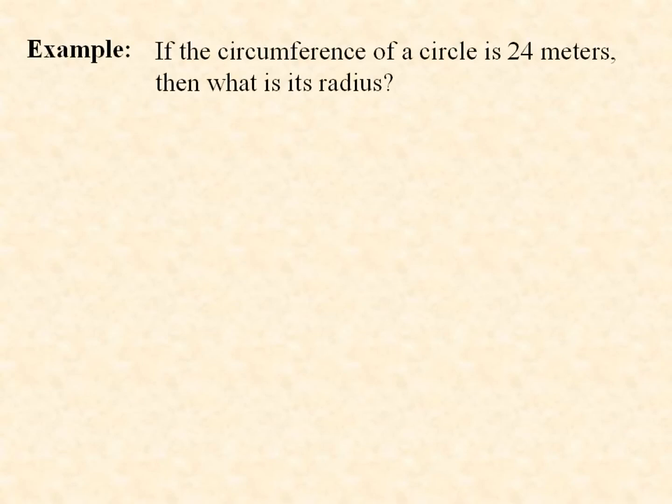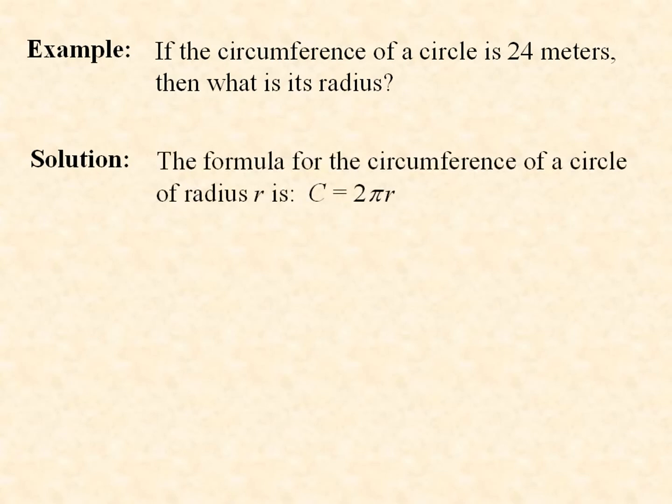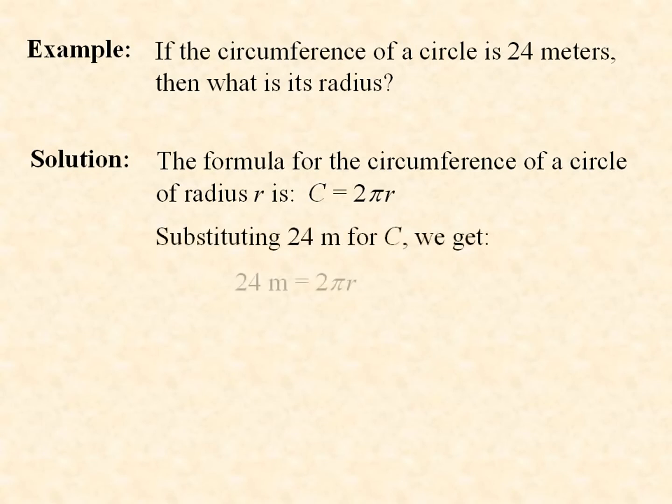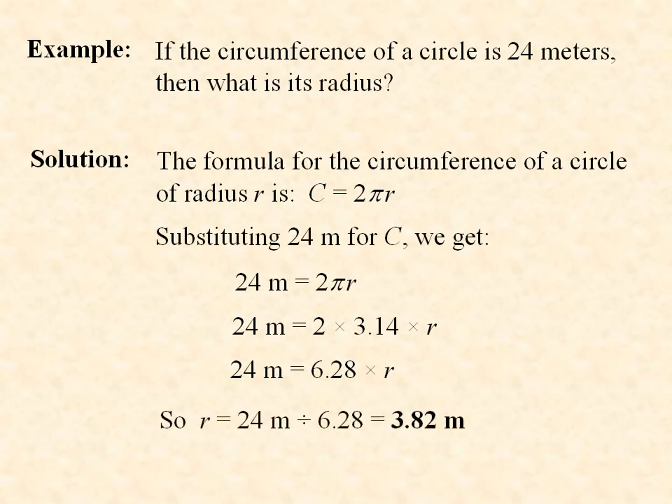Here's a sample problem. If the circumference of a circle is 24 meters, then what is its radius? Well, the formula for the circumference of a circle of radius r is c equals 2 pi r. Substituting 24 meters for c, we have 24 meters is 2 pi r. So 24 meters is 2 times 3.14 times r, or 6.28 times r. And therefore r is 24 meters divided by 6.28, which is 3.82 meters.